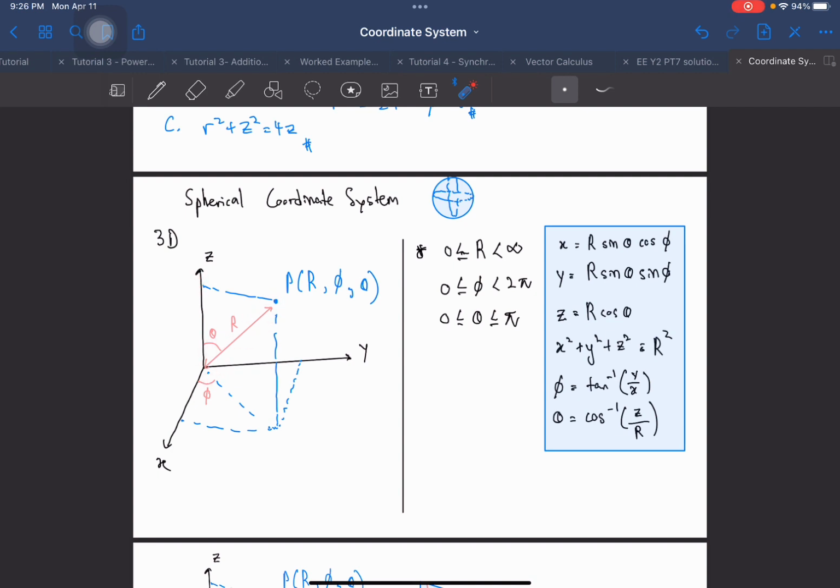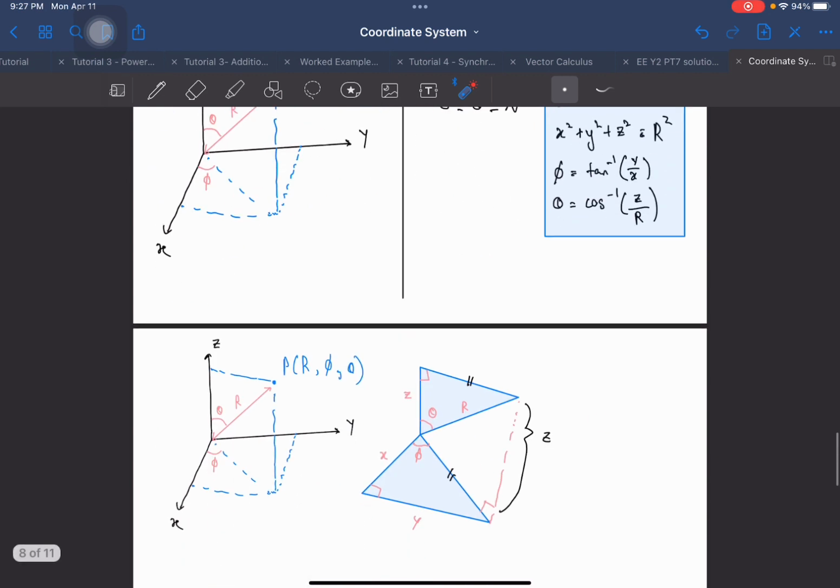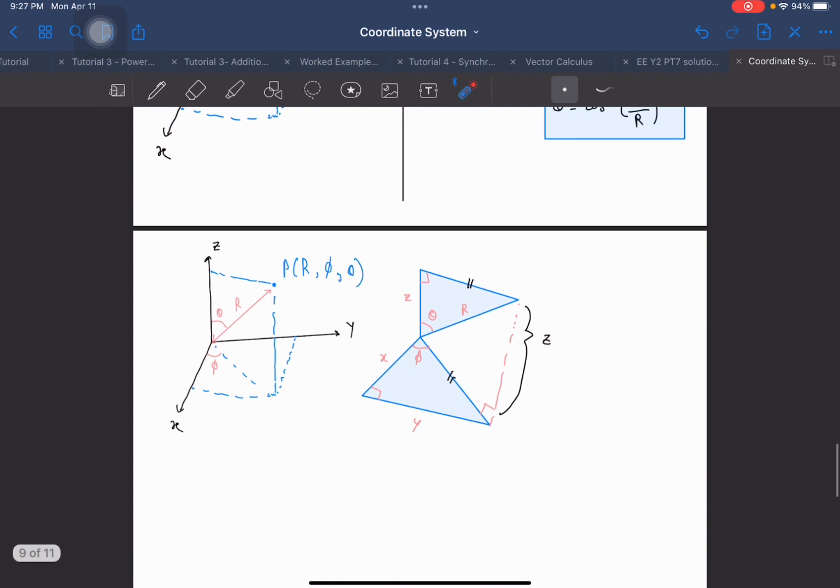Now let's derive all these equations from scratch. As you can see here, if you focus on this right angle triangle and this right angle triangle, I draw it out here.